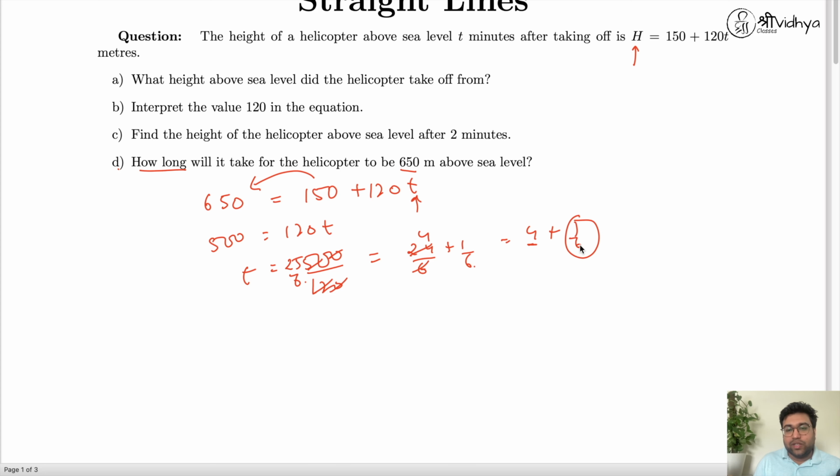So how can we convert this 1 by 6 minutes into seconds? So we will say 1 by 6 into 60, that is equal to 10. So the answer would be 4 minutes plus 10 seconds. So that's how we can solve this.